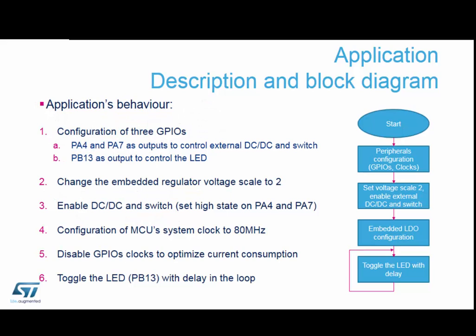Okay, so in terms of a block diagram, we will do the following. We'll configure PA4 and PA7 as outputs to control both the DC-DC and the switch. We will do the same for PB13 because it controls the LED. Then we will change the voltage regulator scale from the default value, which is 1, to 2. Then we will enable the DC-DC and the switch. So we'll set high PA4, PA7. Later on, we will push the MCU system frequency to maximum, which is 80 megahertz. And then optionally we can disable the GPIO clocks to reduce a little bit the current consumption. And at the end, we will toggle the LED by changing the state on the PB13 in the while 1 loop, okay?